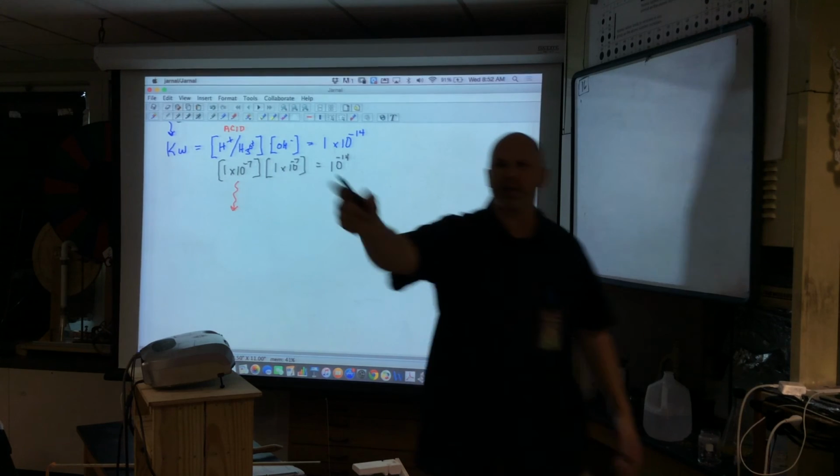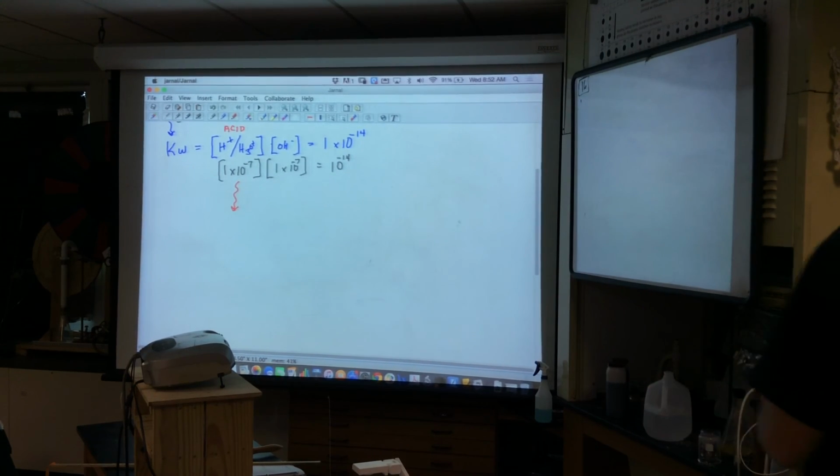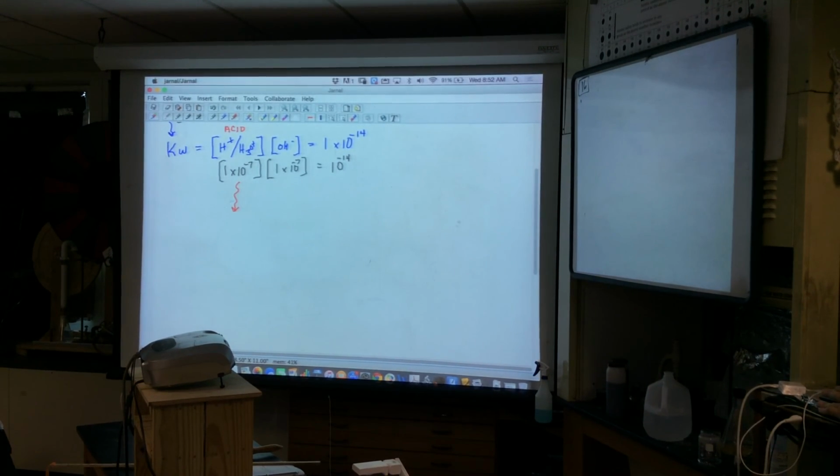So I'm going to increase this number 1,000 times. And this concentration of H plus now is 1 times 10 to the negative 4. 1,000 is 10 to what? To the 3. To the negative 3. So I increase this 1,000 times.